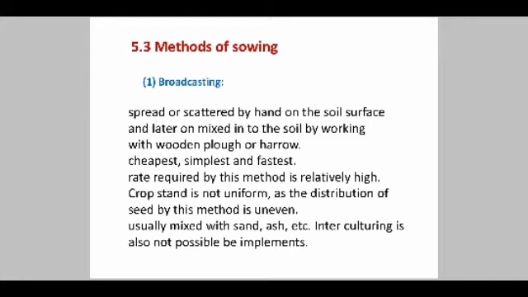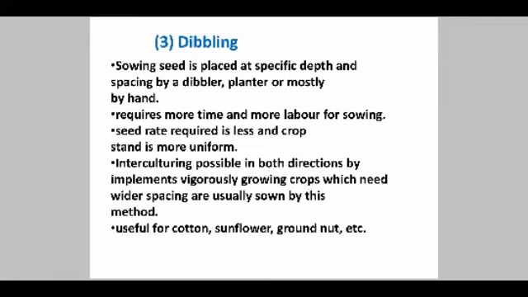Sometimes a higher seed rate is obtained in a system, but in mechanical broadcasting, which is used for large scale work, machines can scatter the seeds on the surface of the seed bed in a controlled way. Next method is dibbling.